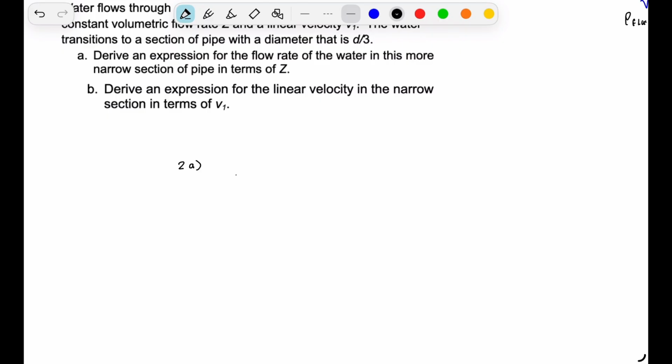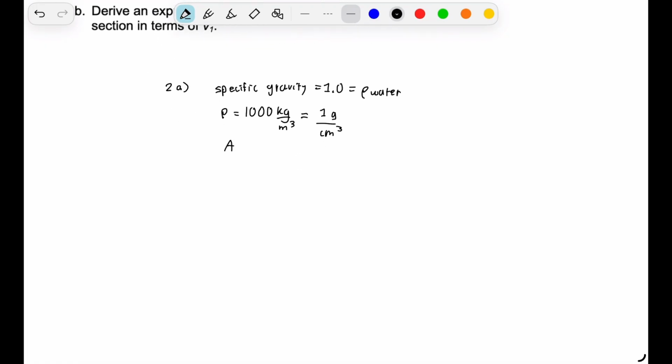Let's write down what we were given. Our specific gravity is equal to 1.0, which is equal to the density of water. Density is equal to 1,000 kilograms per meter cubed for water in blood, and that's equal to 1 gram per centimeter cubed. We were also given that our aorta speed was equal to 40 centimeters per second, and our aorta area is 2.0 centimeters squared.